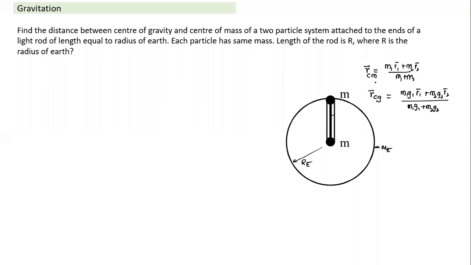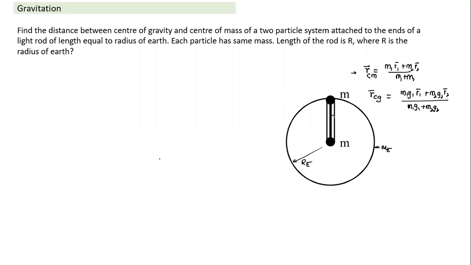How do we calculate? First of all, I hope this definition or understanding of center of mass and center of gravity is clear. For center of mass, this is mass alone, and for center of gravity, this is the gravitational force acting on the mass. Then we divide by the sum of these two. Let's calculate in this case here.